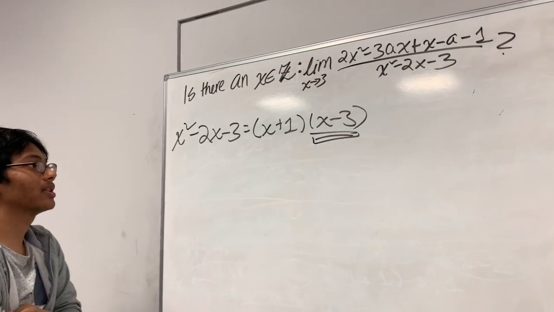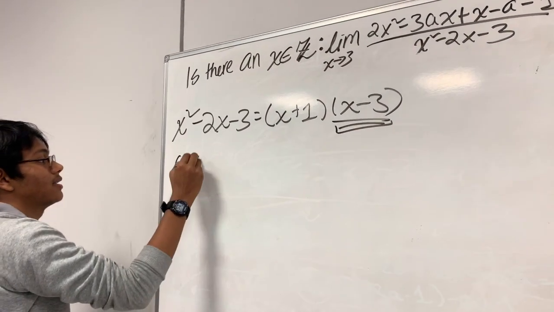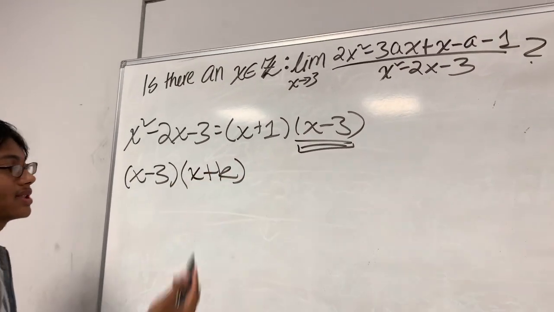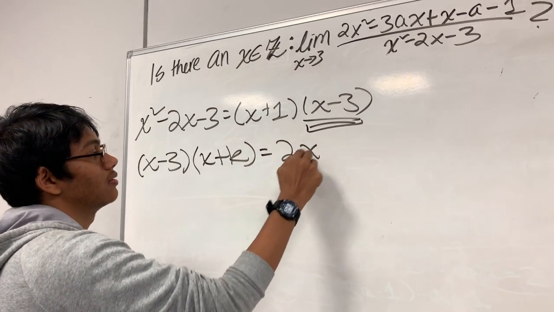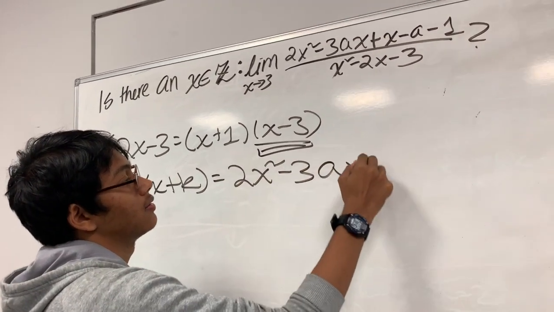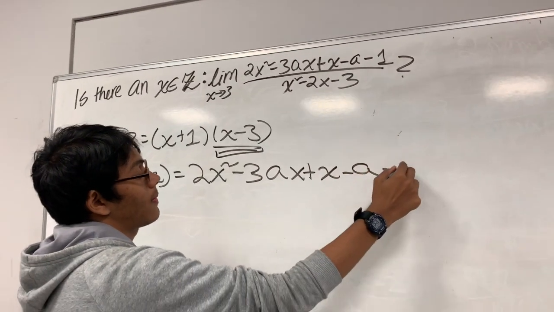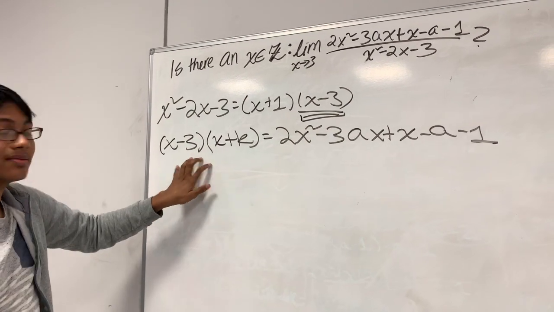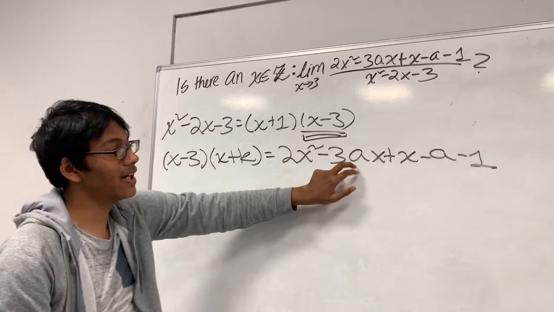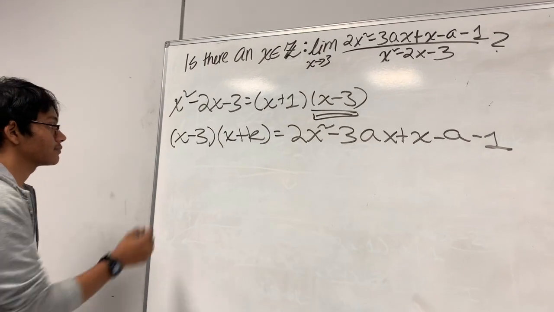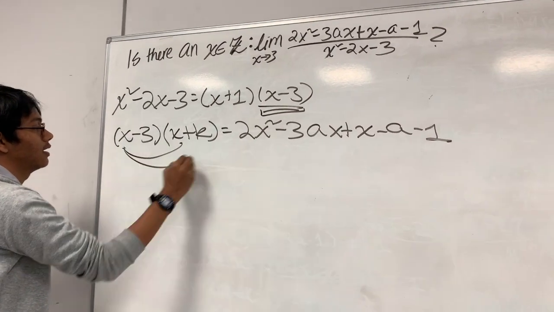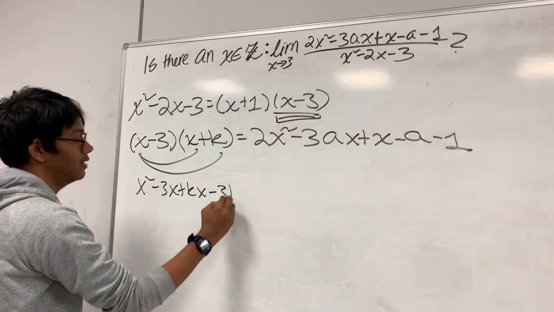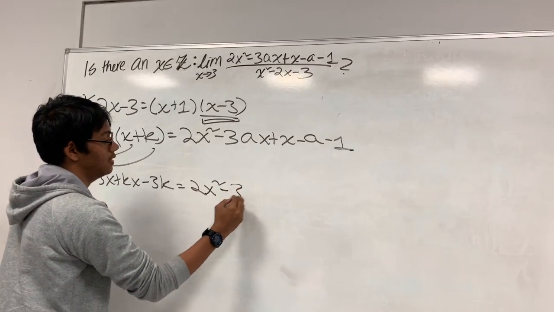So I've simplified the problem a little bit. So now I know that x minus 3 times some factor that I don't know, let's call it x plus k, is equal to the numerator. Okay, so I have the left hand side, right hand side, and now my goal will be to simplify the left hand side to the point where I can find out what a is. So let's do that. So x squared minus 3x plus kx minus 3k is equal to the right hand side.